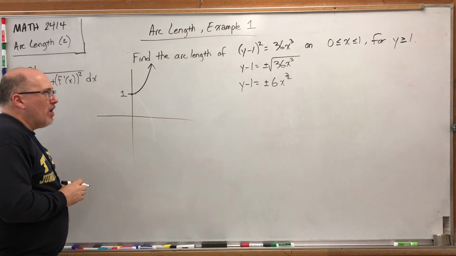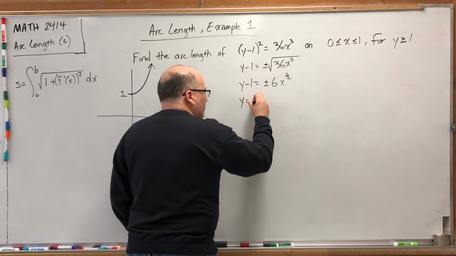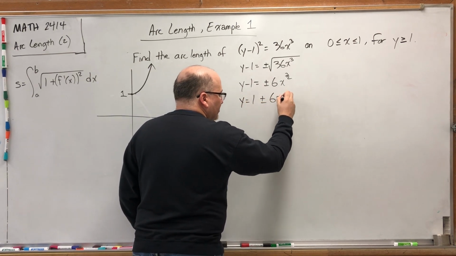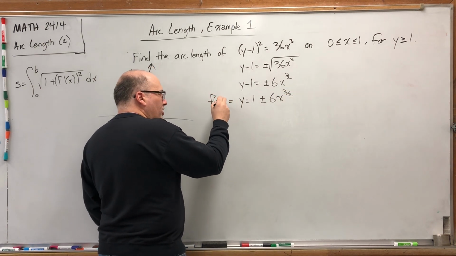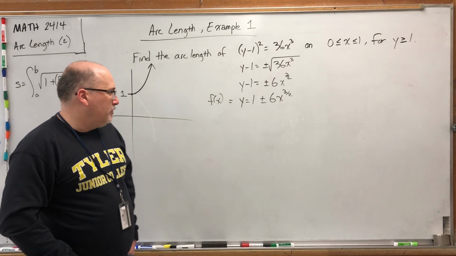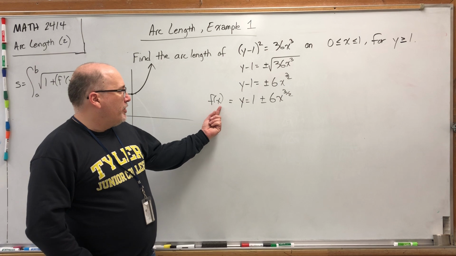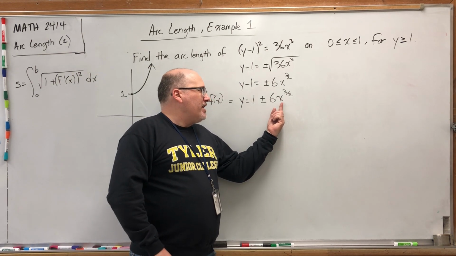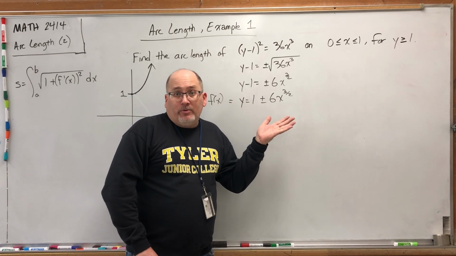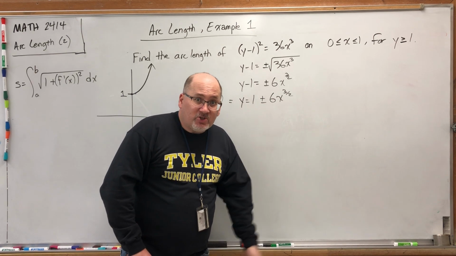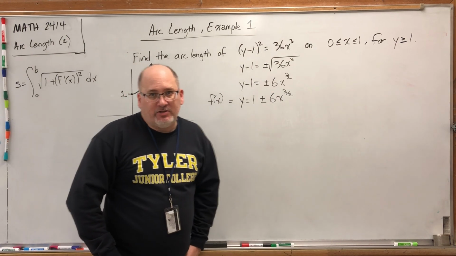Let's finish solving for y before we figure out what to do with the plus minus. If we add 1 to both sides, we get 1 plus or minus 6x to the 3/2 power. So this would be our function. Although I would be hard-pressed to call this a function as is, because the plus minus will give us two outputs for a single input. For example, if we put in 1, 1 to the 3/2 power is 1, and then times 6 is 6, but then we have y equals 1 plus or minus 6, so we would get y equals 7 and y equals -5, and a function can't do that.